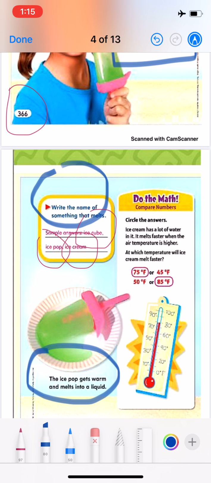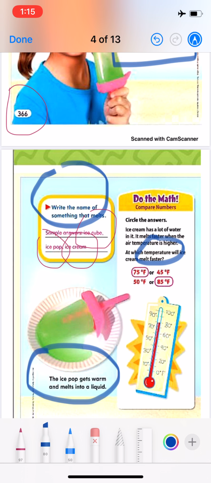Now we have some math. Let's do some math here. We have to compare the numbers in the thermometer. Circle the answers. Ice cream has a lot of water in it, you know that. It melts faster when the air temperature is higher, of course. At which temperature will ice cream melt faster? So we have to search for the higher temperature.